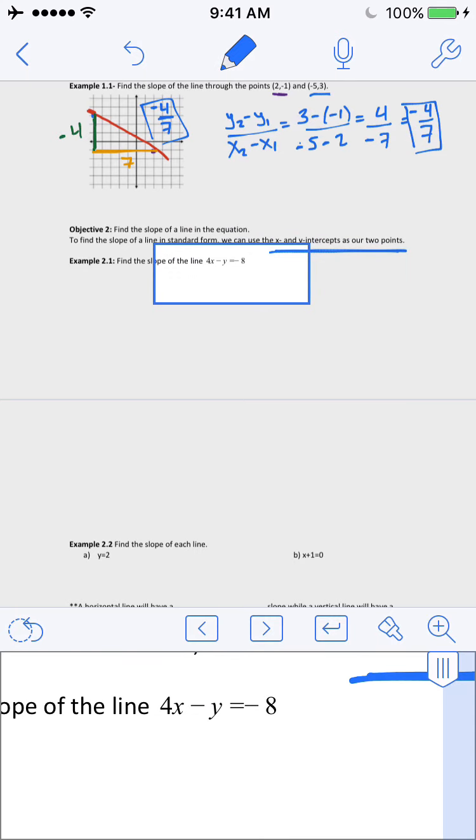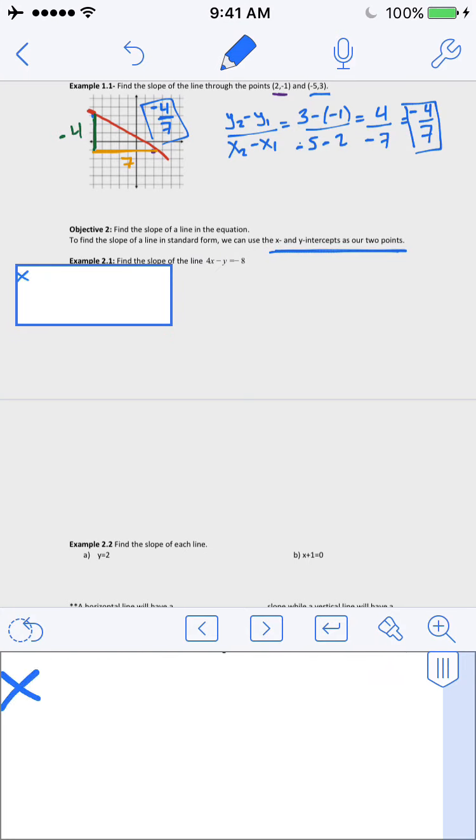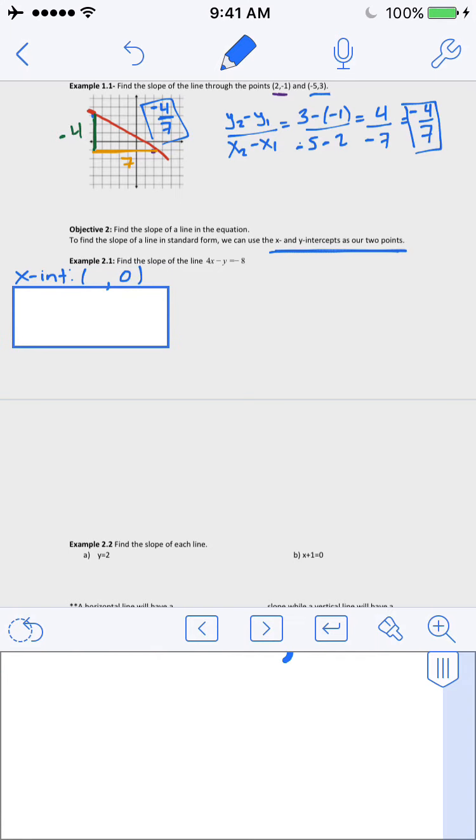So let's recall my x-intercept. Well, that's where I cross the x-axis, right? And since I'm at the x-axis, I've gone up and down nothing, so that is where my y equals 0. That's my x-intercept. So in order to find my x-intercept, I plug in y equals 0.